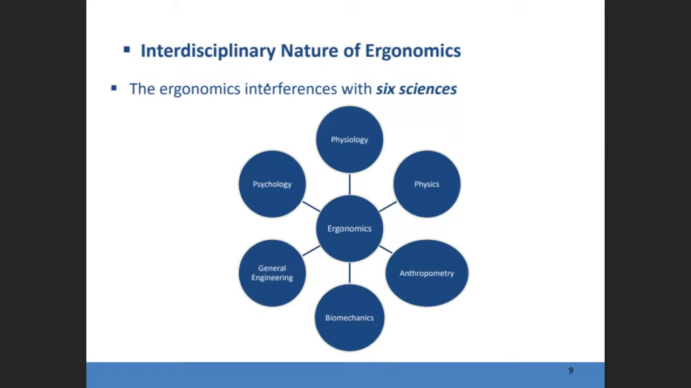General engineering, psychology. So these are the 6 sciences that interfere with ergonomics. So you can see how wide ergonomics is in its application. It goes even to the level of psychology. And there is an elective course in industrial engineering called industrial psychology, because you are dealing with people and humans, and you need to know how to manage them, how people think.